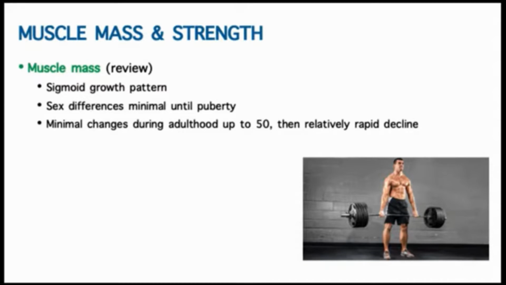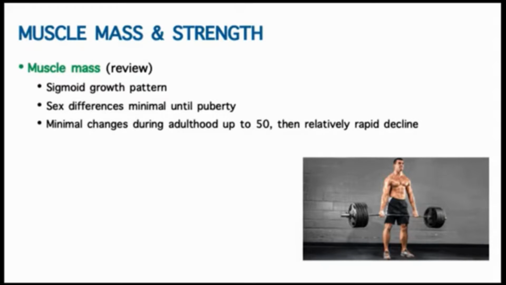So, muscle mass, we've talked about before, so this is a little bit of a review. But muscle mass, we usually talk about in terms of a sigmoid growth pattern, which generally is the same as our physical growth characteristics such as height and weight, right? So, as we stretch out our bodies, our muscle fibers will increase their diameter. So we've got that hypertrophy effect in our muscle cells. Okay, so they're increasing in diameter.